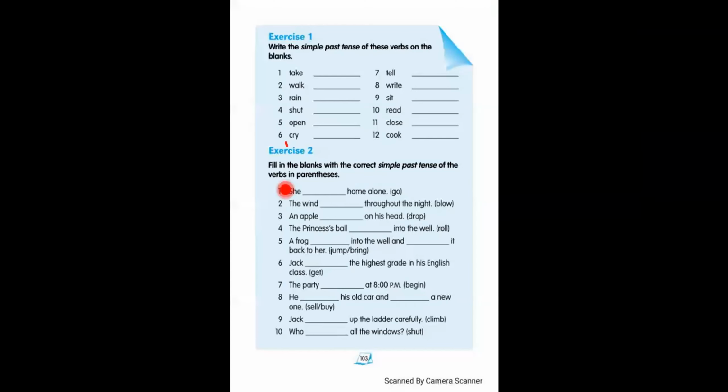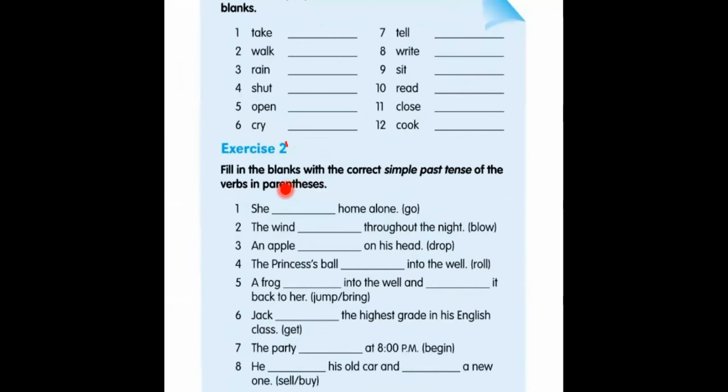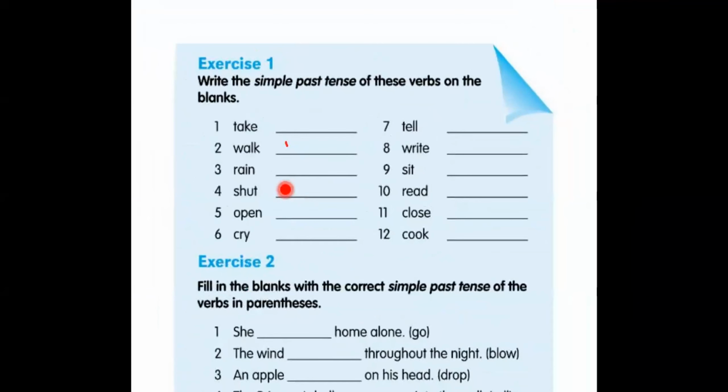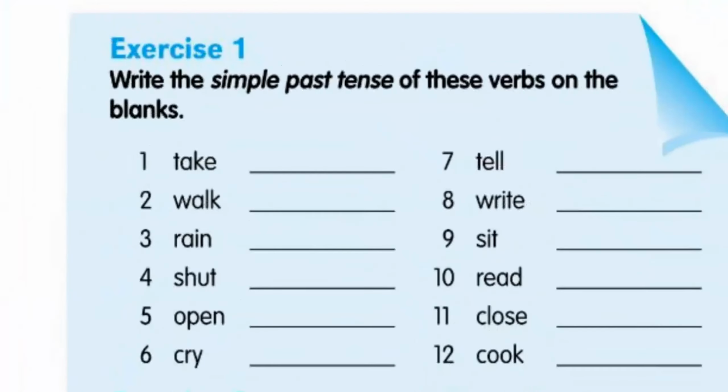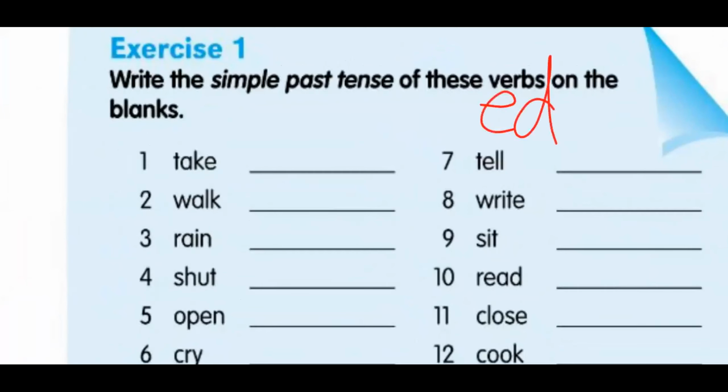So in simple past tense, we use both regular and irregular verbs. Now coming to the exercise, let's try to solve this exercise, okay? Exercise 1, write the simple past tense of these verbs on the blanks. Take will become... what is the standard rule? We add ed, right? Standard rule क्या है? Simple past tense में हम ed लगाते हैं. But taked, is this word right? Taked, right or wrong?